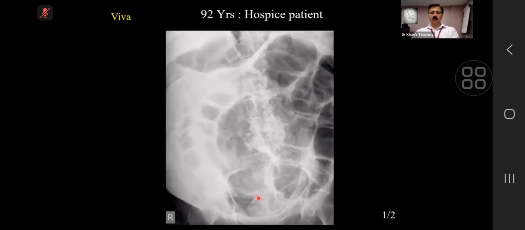where a patient comes from hospice, it's not an acute scenario. These patients, in your day-to-day practice, you will see them so often if you are working in A&E. You open a previous PACS film and the abdomen will be like this. I'll come back to this point.